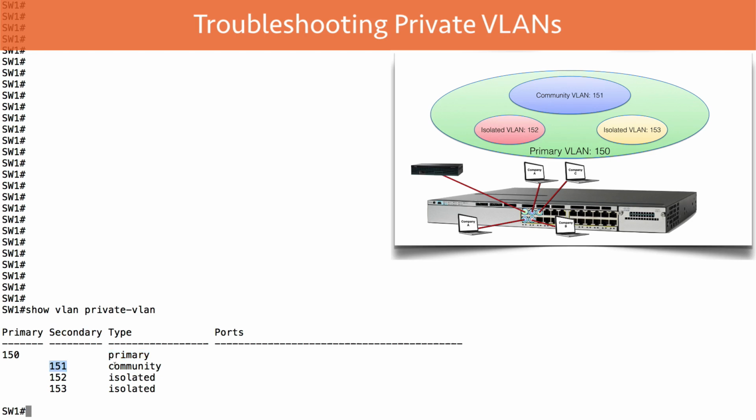And we see that 151 is a community VLAN. We can have more than one port belong to that community VLAN. But then we've got 152. It's an isolated VLAN. 153, it's an isolated VLAN as well.